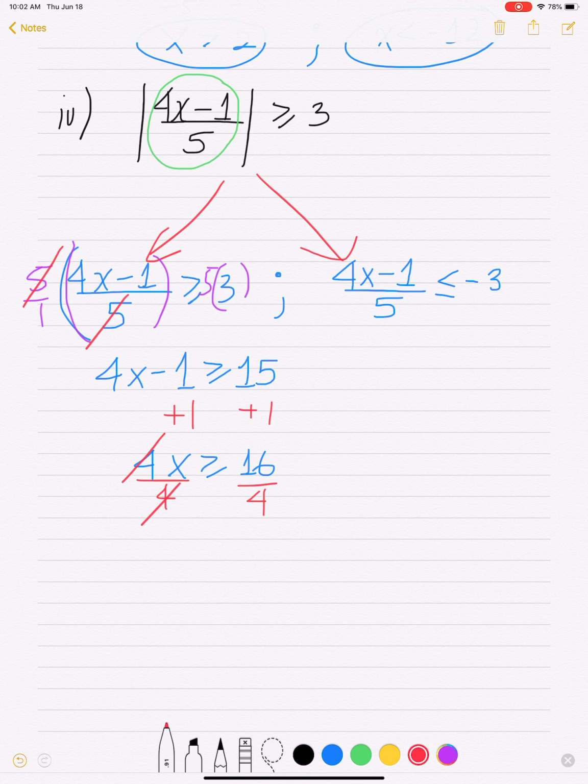And the 4s would cancel. I get x by itself greater than or equal to 16 over 4. 16 divided by 4 is 4. So x is greater than or equal to 4.